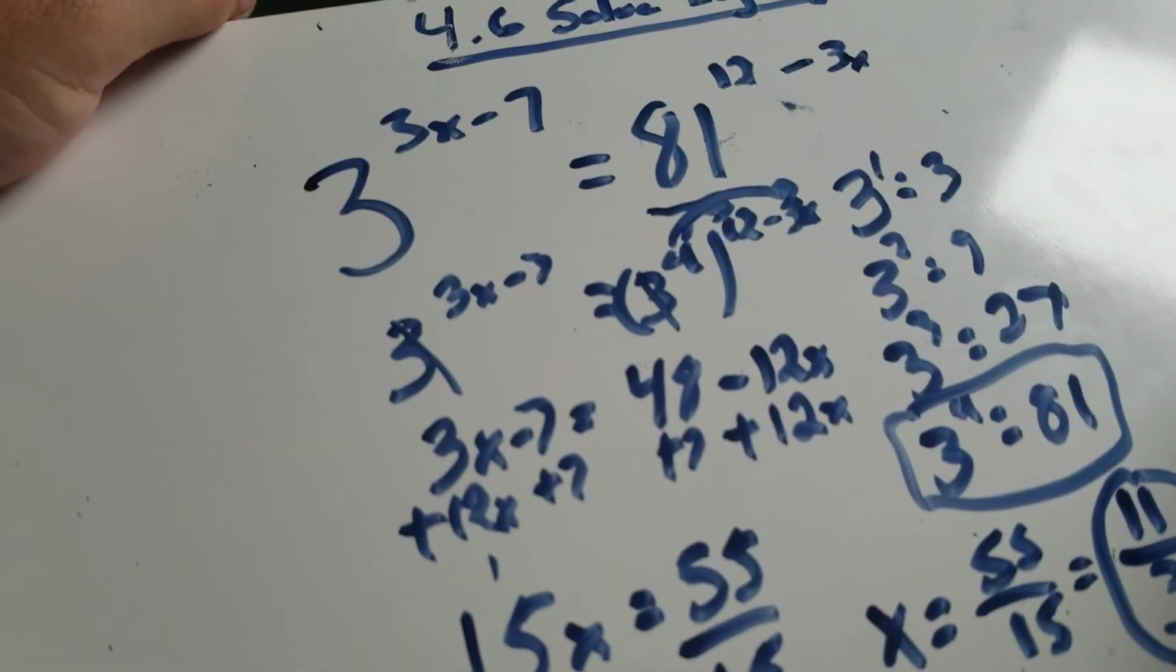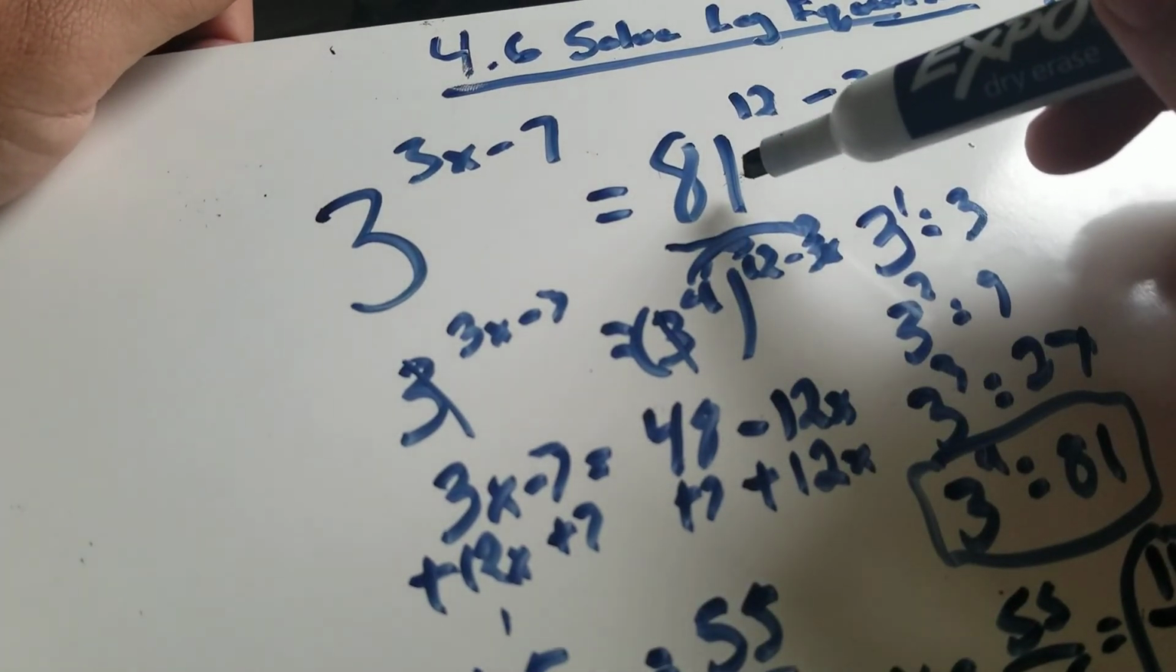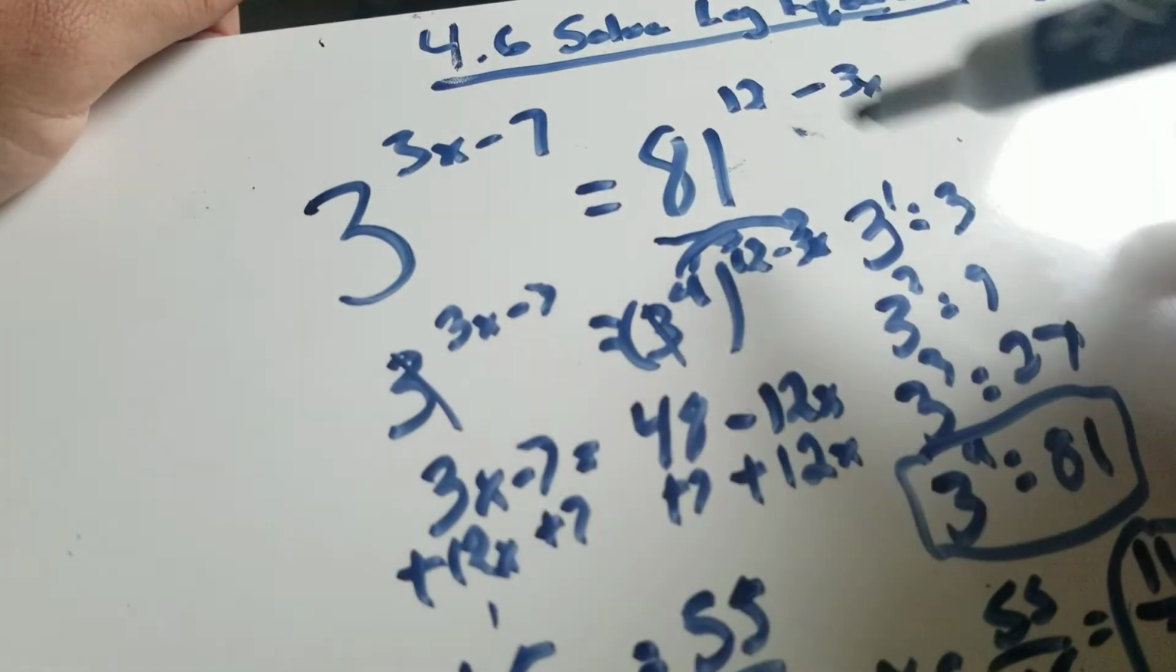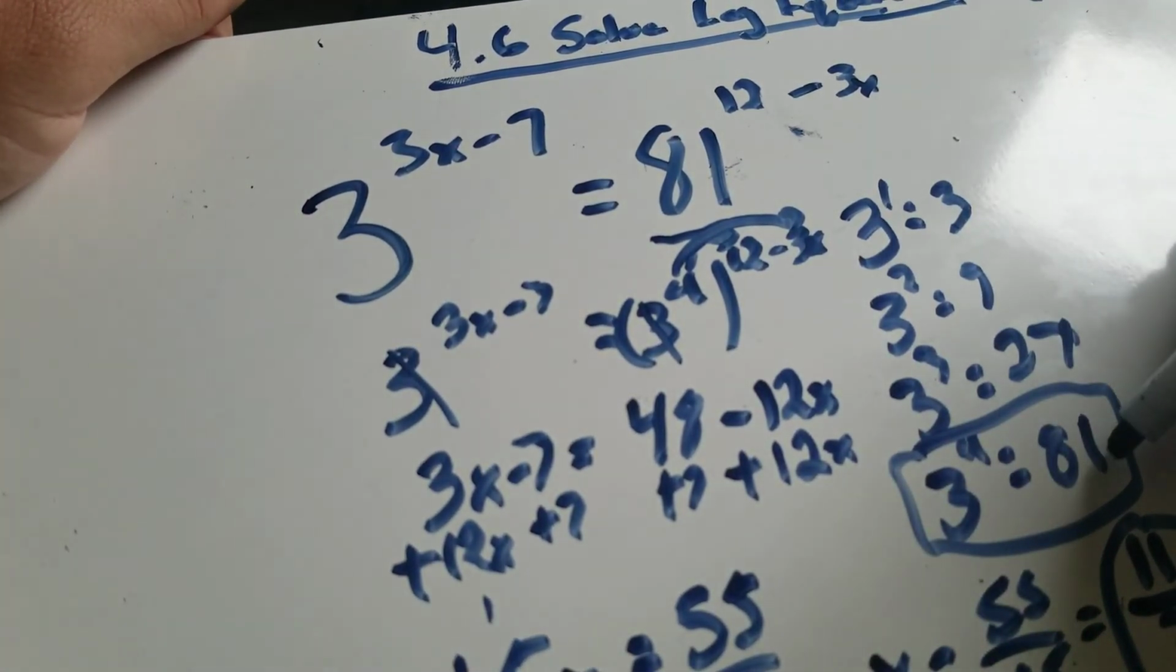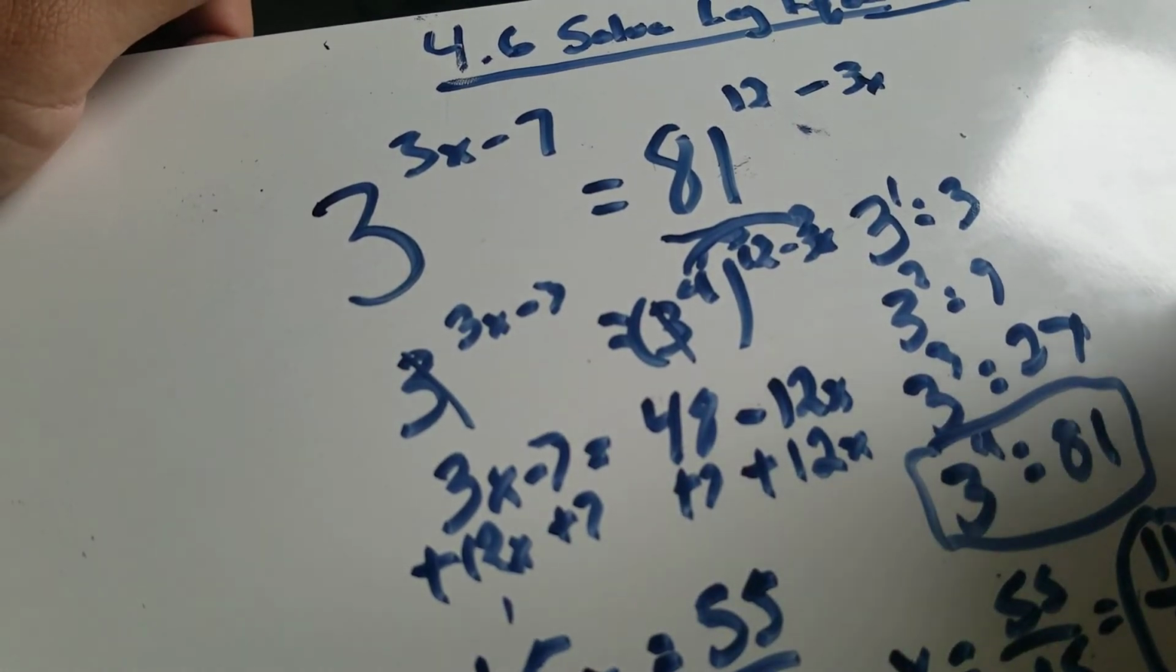So remember, when you have two different base exponents, you want to change the base of the exponents from the bigger into the smaller, and you use the smaller to find what the bigger is equal to. So you just do that and check your work, okay?